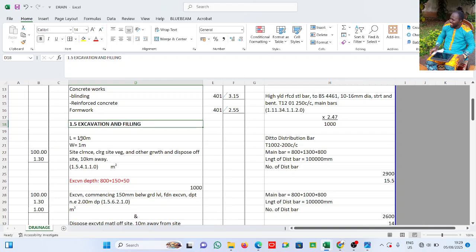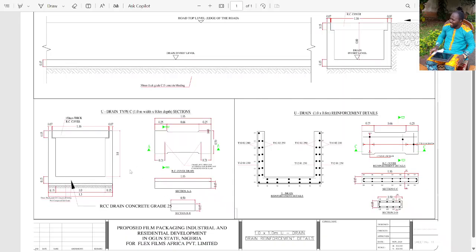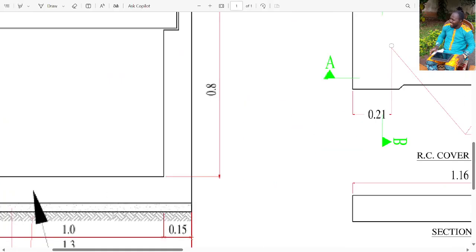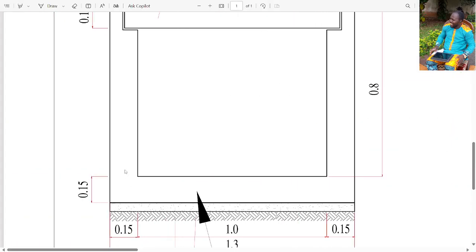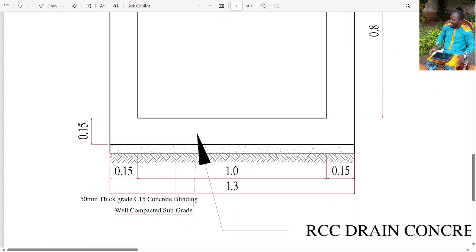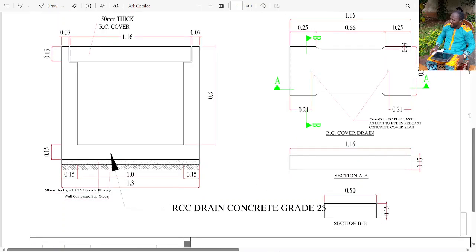The drain length is 100 meters. The width is 1 meter, end to end width is 1 meter. Of course, there's a wall and there's a wall. See what I mean here? Let me zoom in here. From here to here is 1 meter. That's what you see here, 1 meter. But to out is 1.3, which is what we are excavating.